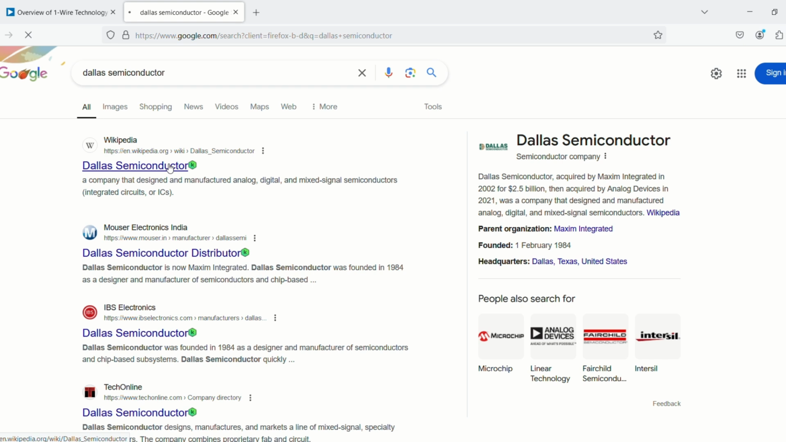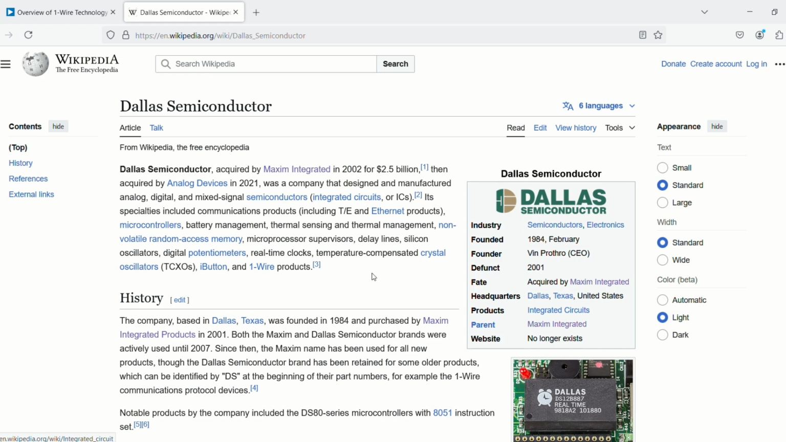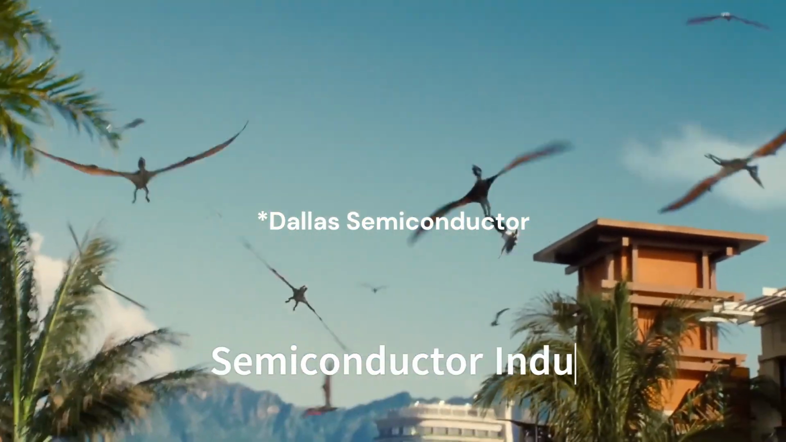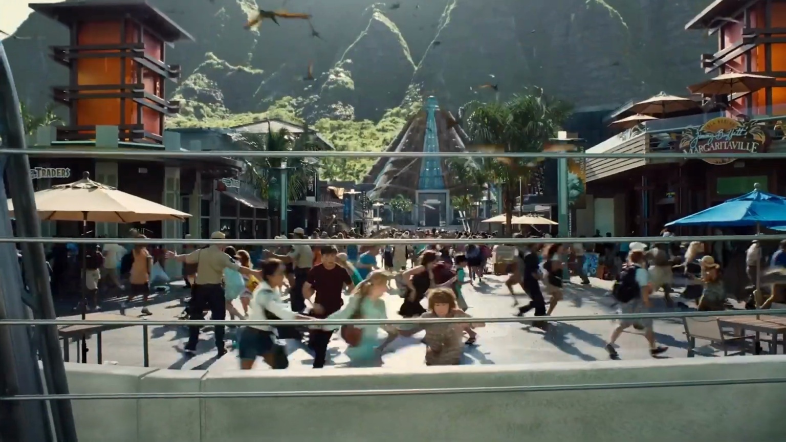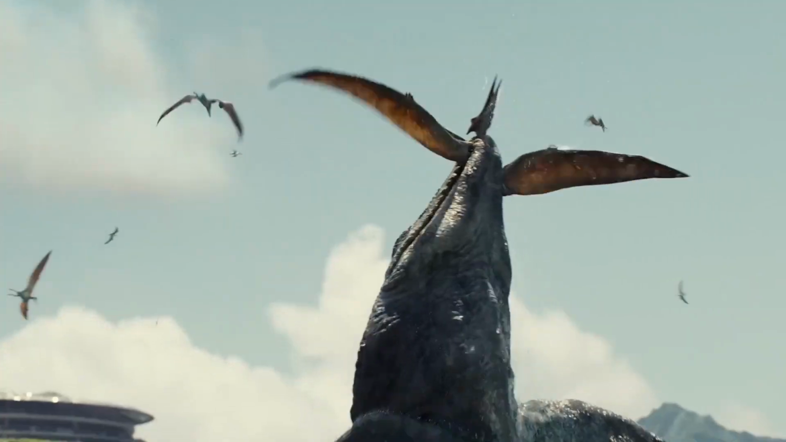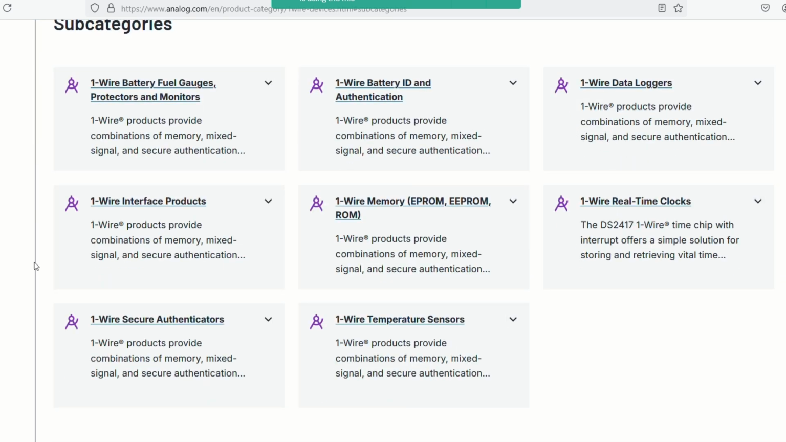So one wire was basically first developed by Dallas Semiconductor. It was later acquired by Maxim Integrated, and ultimately Maxim was acquired by Analog Devices. Let's have a visual look at how it actually happened. Alright, hope you liked that visual representation.